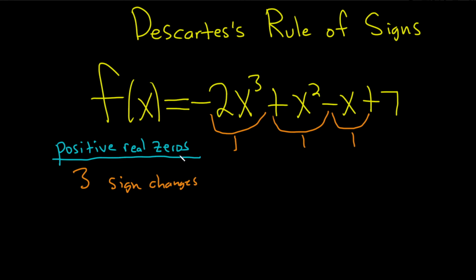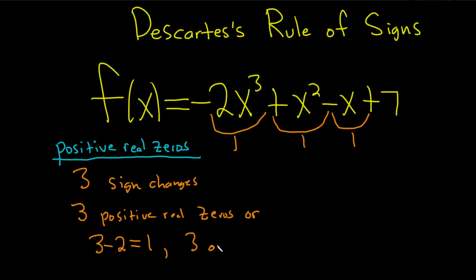And so Descartes' rule of signs says the following. If you have 3 sign changes, then the number of possible positive real zeros is 3. So you have 3 positive real zeros. Or, so you have 3 or 3 minus an even number. So 3 minus 2, which is equal to 1, right? You can't subtract 4 because it'd be negative. So 3 minus a positive even number. So that means we have 3 or 1 positive real zeros.